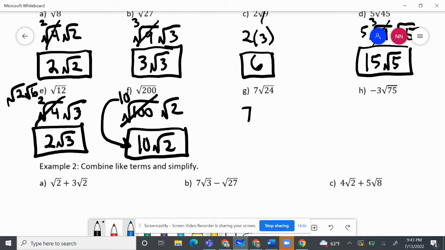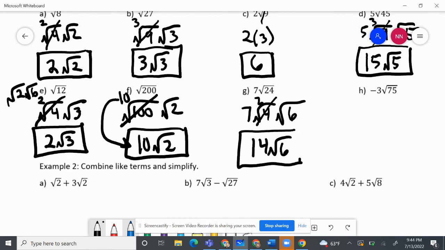So 24, what makes up 24? And once again, we want numbers that we could take the square root of. So I'm going to pick 4 and 6. The square root of 4 is 2. Since there's already a 7 on the outside, 7 times 2 is 14. So 14 square root of 6.